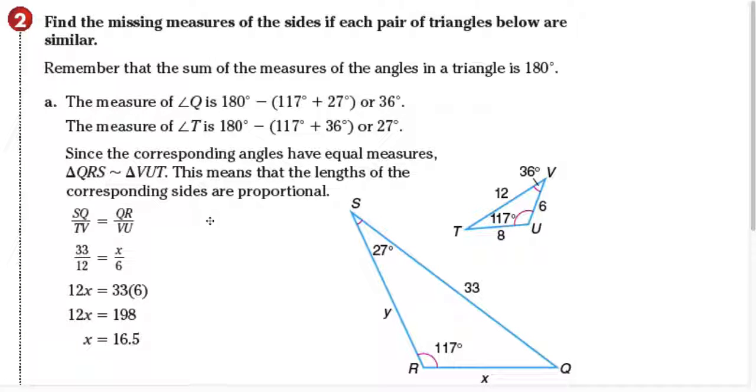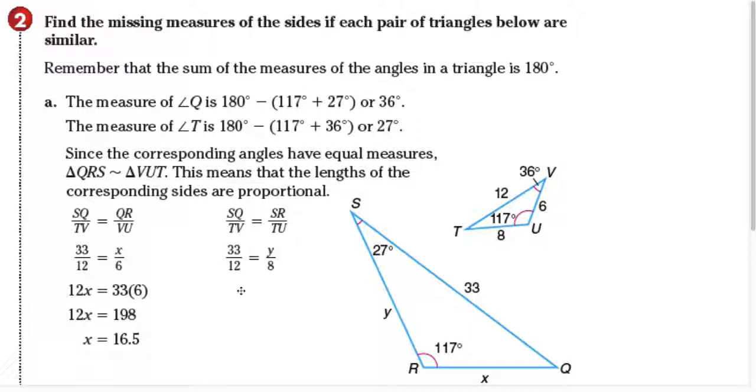So we do our corresponding sides again. We use SQ and TV again, and equate it to a pair of corresponding sides, which are SR and TU right here. So we substitute the values for SQ and TV: 33 over 12 again equals y over 8, because TU is 8.